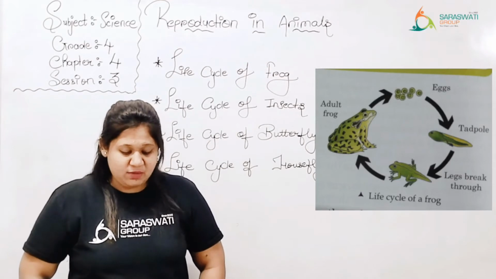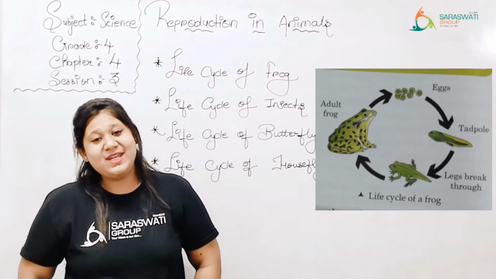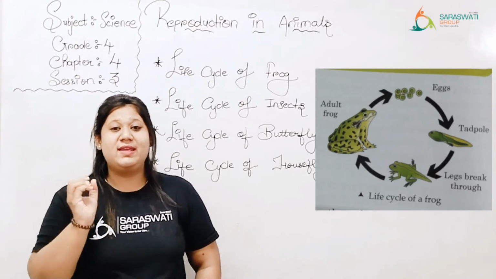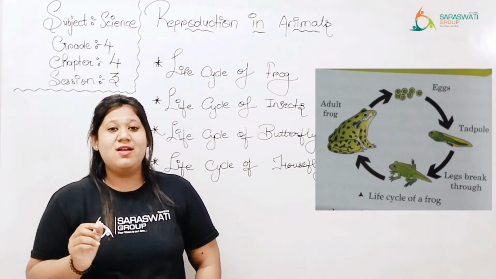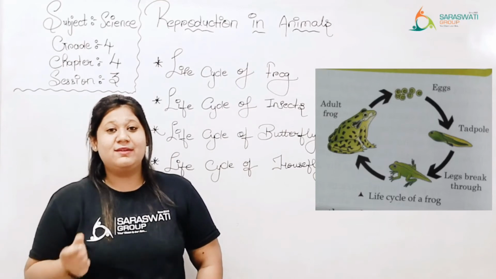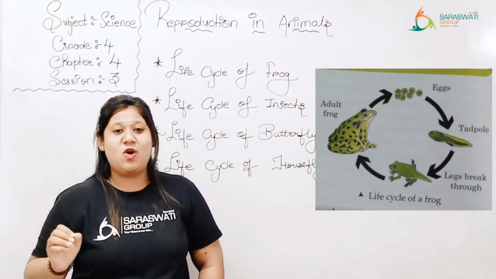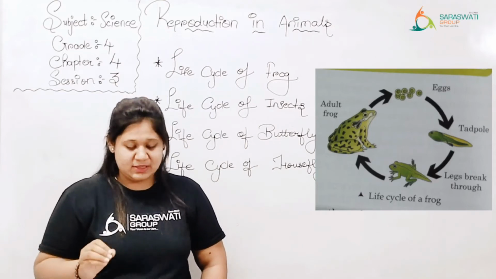The young one of a frog is called a tadpole. Kids, the baby frog, the young baby of a frog, what are we going to call it? We need to call it a tadpole. Young frog is called tadpole, right?